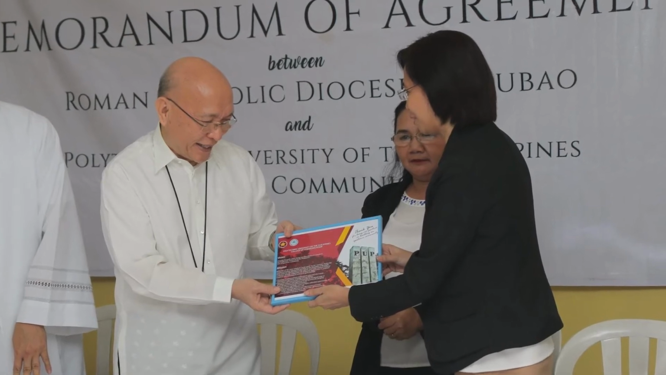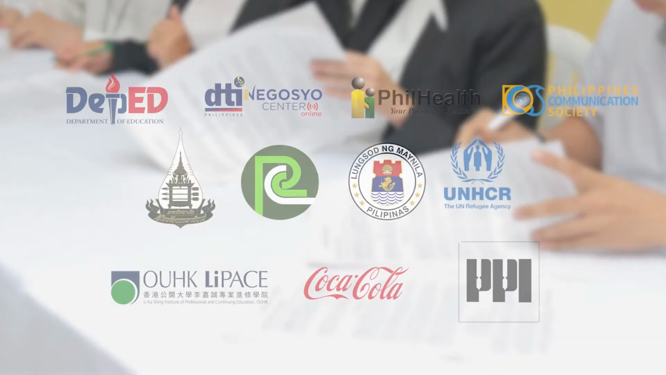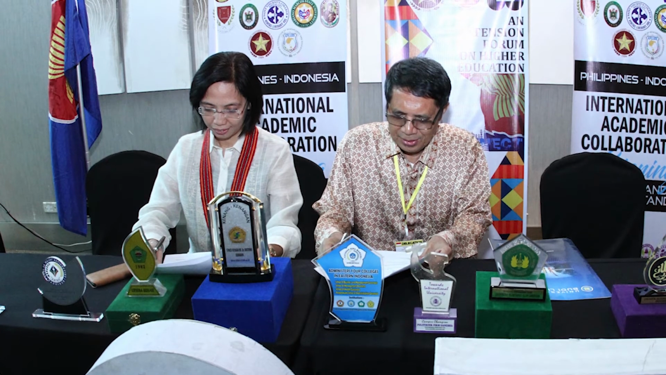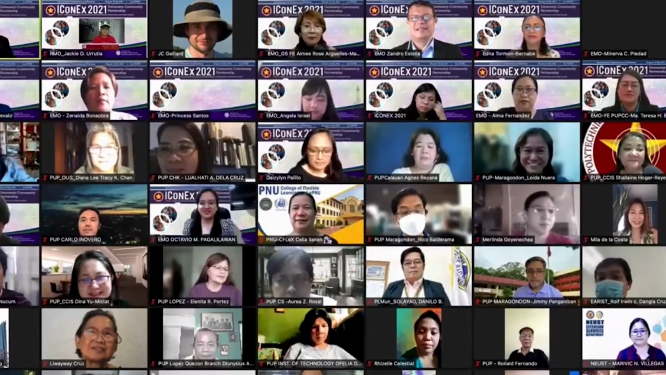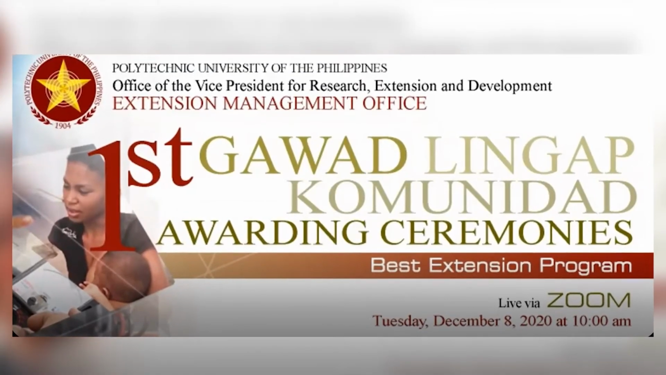Some of the successful partnerships made by PUP are College of Communication and Radio Veritas Asia Research Partnership, PUP and Pacific and Asian Communication Association Conference Partnership, MOUs with the following agencies, institutions, organizations. Other than the different linkages and partnerships, PUP has several institutionalized projects that serve as an avenue for networking and collaboration. These projects are ASEAN Connect, ICONEX, Gawad Lingap Awards.